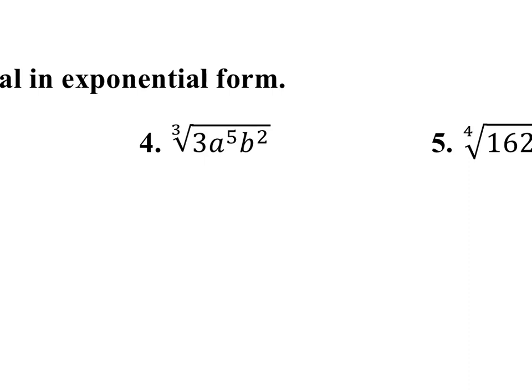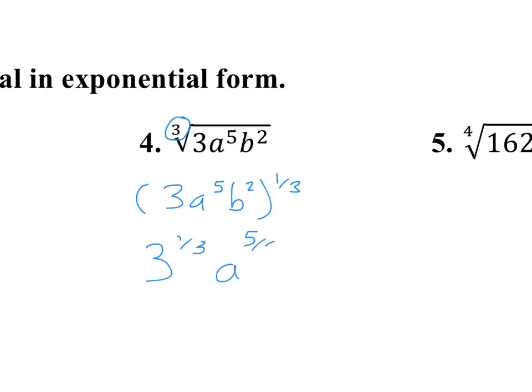A regular square root just means exponent 1/2. All right, and let's get in the habit of applying this to everything. So instead of putting the whole thing in parentheses, I'm going to apply that 1/3 to everything. So I have 3 to the 1/3, a to the 5/3, and b to the 2/3.